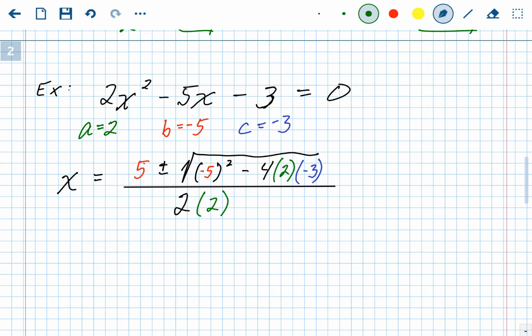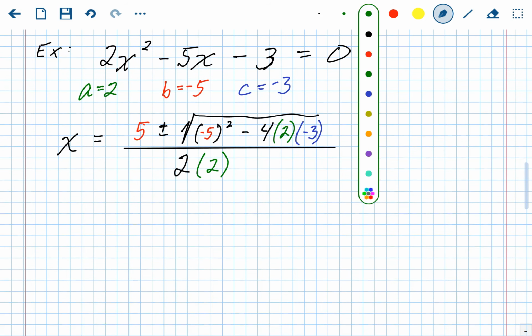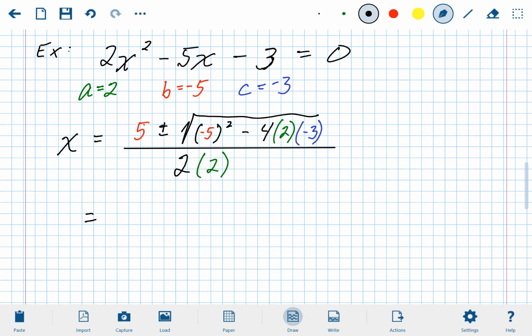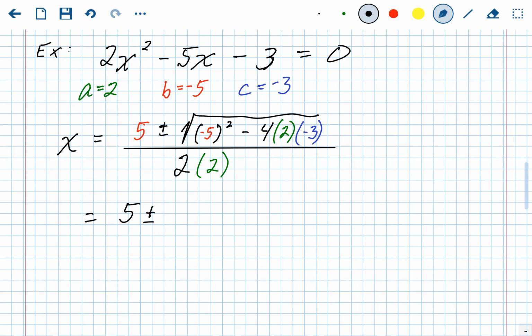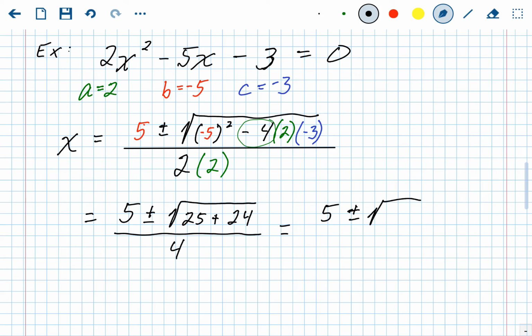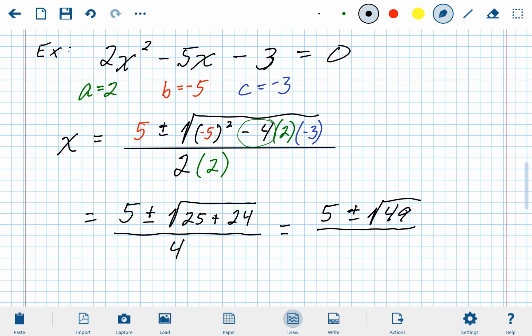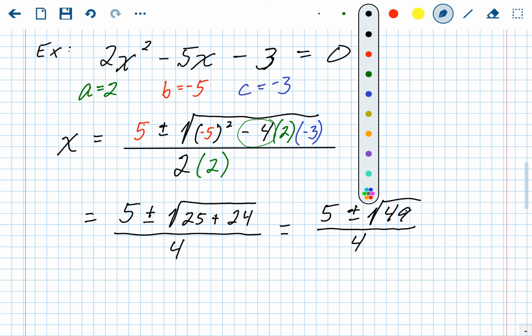Okay, so write it out and then simplify. We're going to simplify everything under the radical first. So the 5 is going to stay out front. 5 plus or minus the square root. 5 squared, negative 5 squared is 25, minus, and again, do negative 4 times 2 times negative 3. I always include that negative with the 4. That gives you positive 24, so it changes it from minus to plus 24, and then the whole thing divided by 4. Okay. 5 plus or minus the square root of 49 divided by 4.